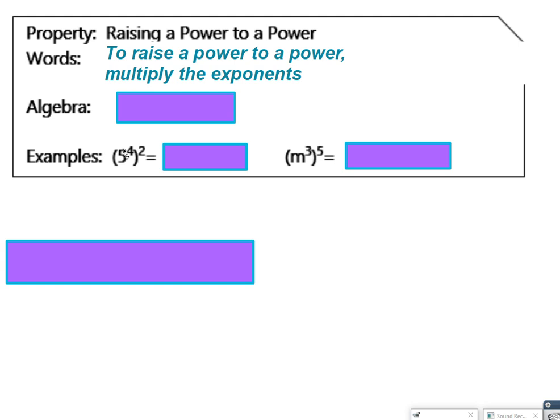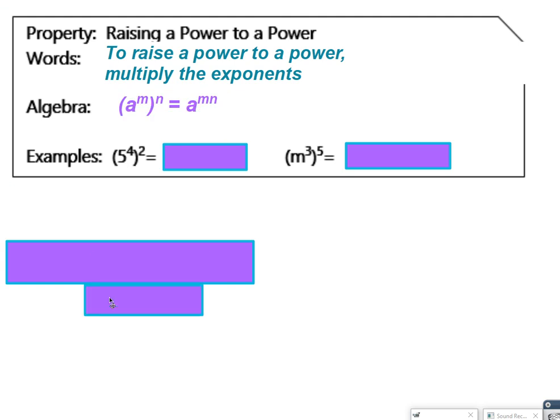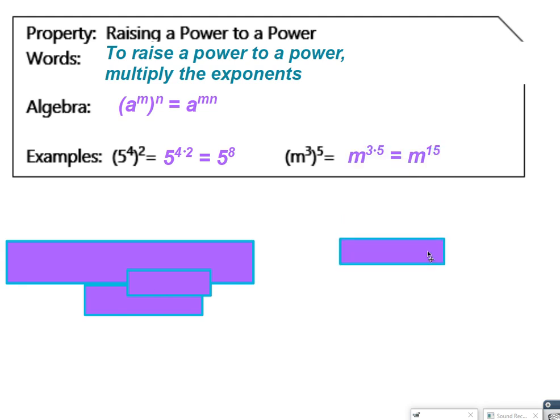Algebraically, this can be written as a to the m power to the nth power equals a to the m times n. So in the examples, 5 to the 4th power squared would just be 5 to the 4 times 2, or 5 to the 8th power. M cubed to the 5th power would just be m to the 3 times 5, or m to the 15th power.